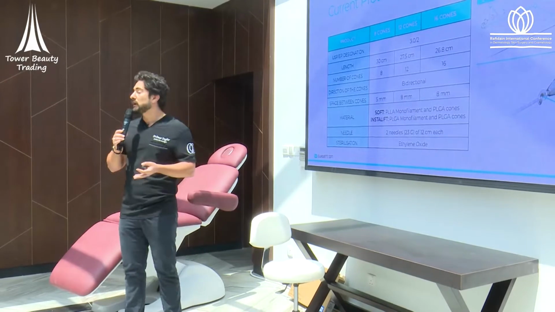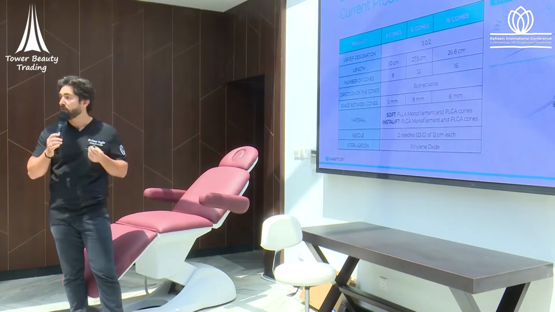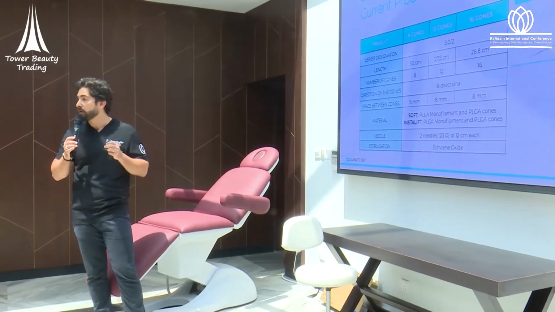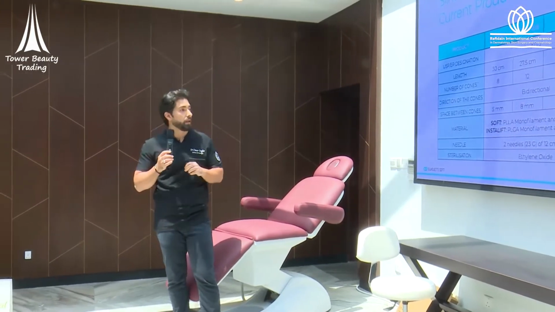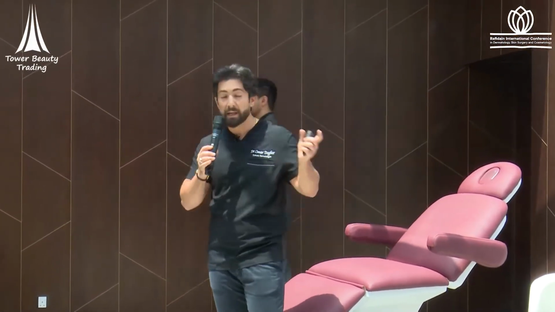Our device we are talking about today is the Silhouette Soft. Silhouette Soft has 3 kinds. It consists of a thread of poly-L-lactic acid with cones inside. The cones are manufactured from poly-L-glycolic acid. It has 3 types, one of 8 cones, so it's bidirectional cones. On each side there are 4 cones, so it's 8 cones. Also there is 12 cones, with 6 on each side, and the 16 also has 8 on each side. The length of the threads is about 30 centimeters. It is also connected to 2 needles, so it's double needle, and the gauge is 23 gauge.